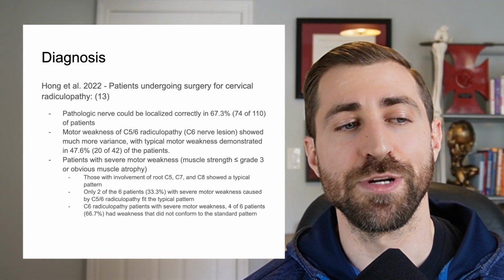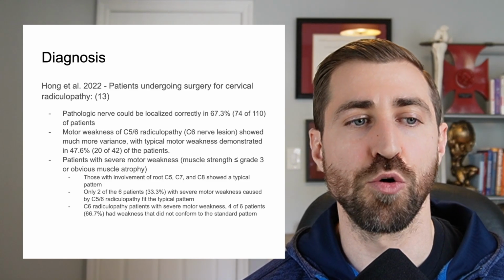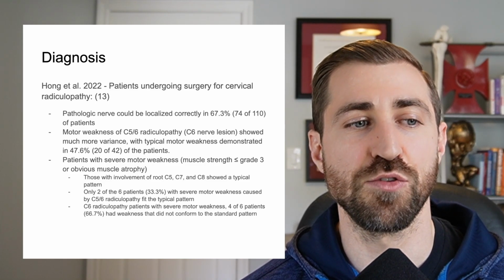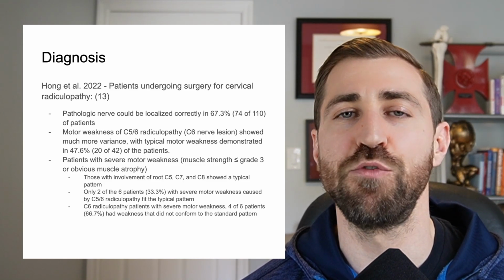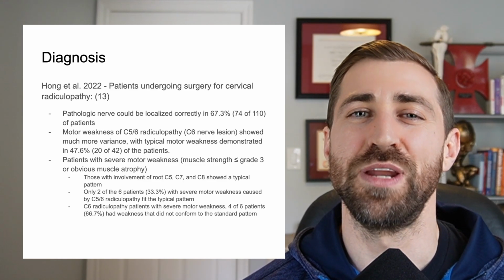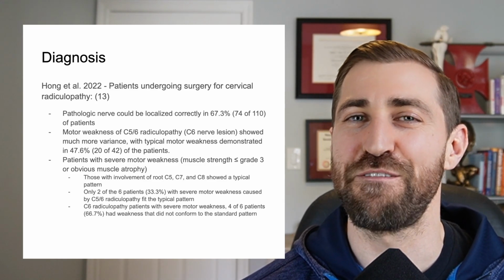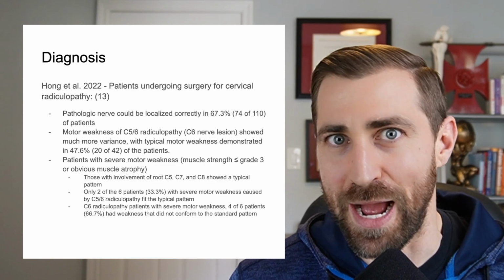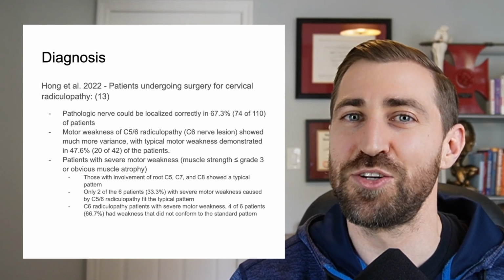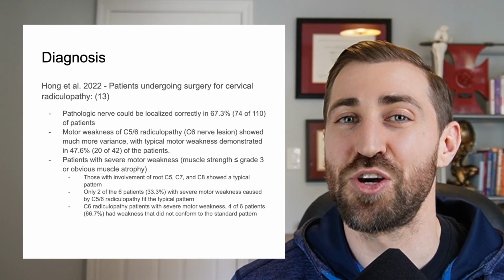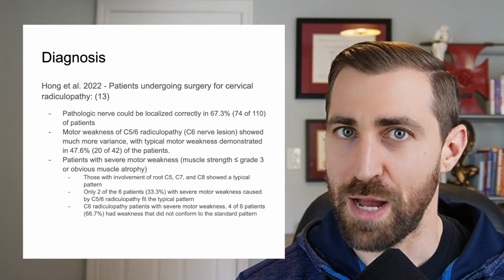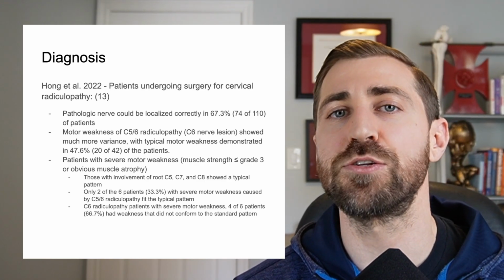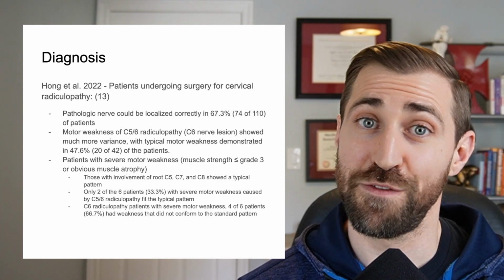In C6 radiculopathy patients with severe motor weakness, 4 of 6 of those patients had weakness that did not conform to the standard pattern. So not only did the weakness not fit the area, but they were weak somewhere else. They were severely weak, but not in the dermatome, or excuse me, not in the myotome that they expect to be weak. So wrap your head around that, right? But myotomes, just like dermatomes, not a perfect science.